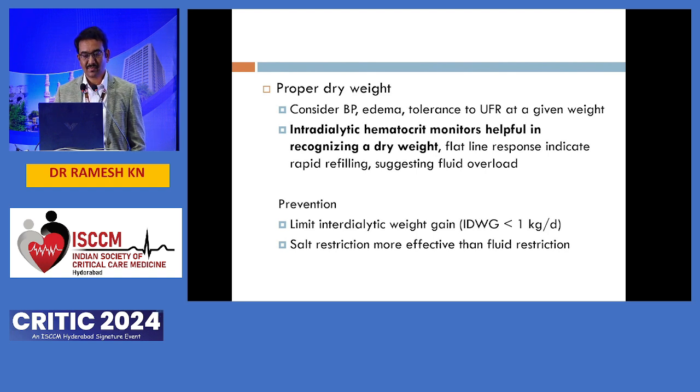There is one more device, which monitors the hematocrit during dialysis, which will indicate the dry weight of the patient, and will also indicate how much fluid is to be removed. And so it can be prevented by salt restriction and fluid restriction in the interdialytic period.